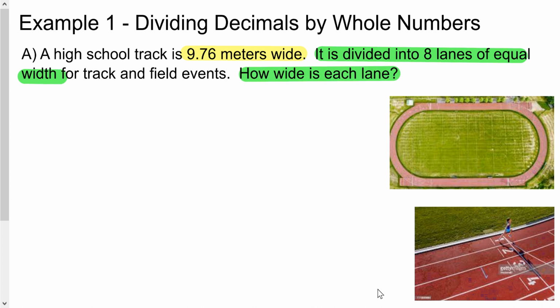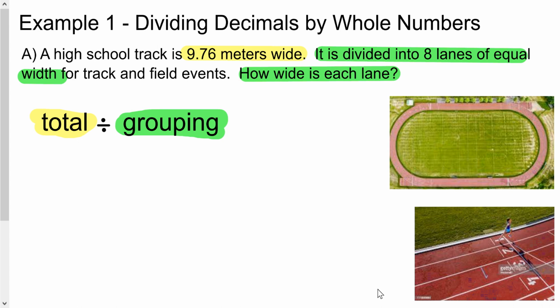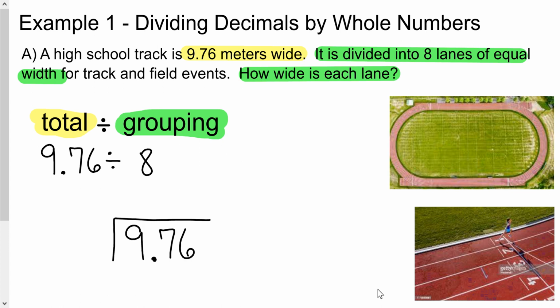It's really this idea of taking the total amount and dividing it up by whatever the grouping number is, that'll work for us. So it's going to be 9.76 divided by 8. How do we put that into a long division setup? Well, there's your division box. Your dividend will be the total, 9.76. That's what we're dividing up. And the 8 will be your divisor.